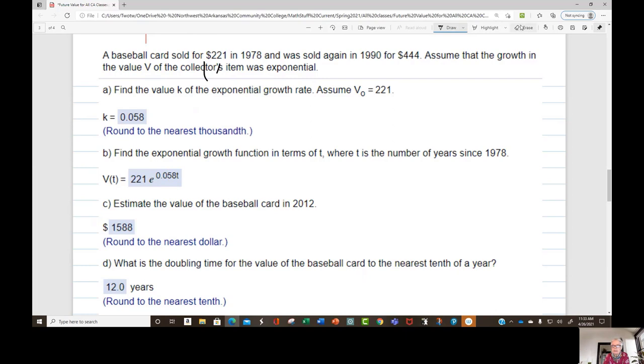It sold for $221 in 1978 and was sold again in 1990 for $444. See, we have that same thing. It was sold the first time, then it was sold the second time. It made more money the second time than it did the first time.